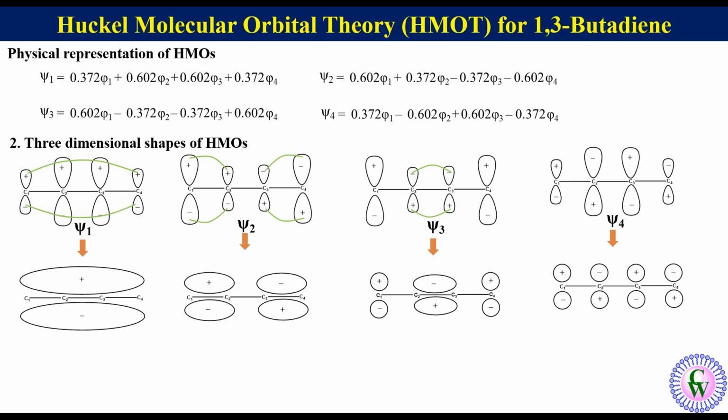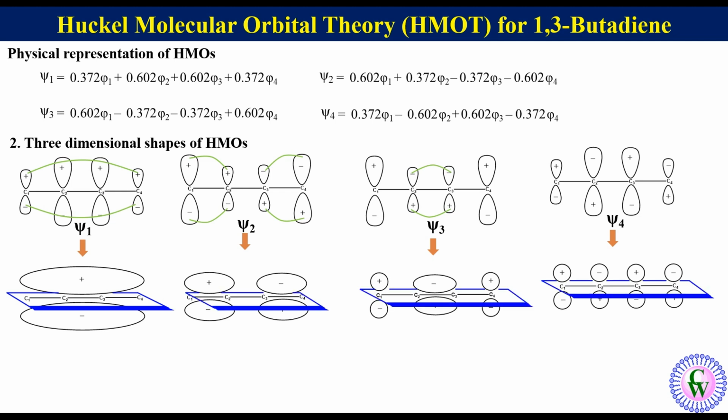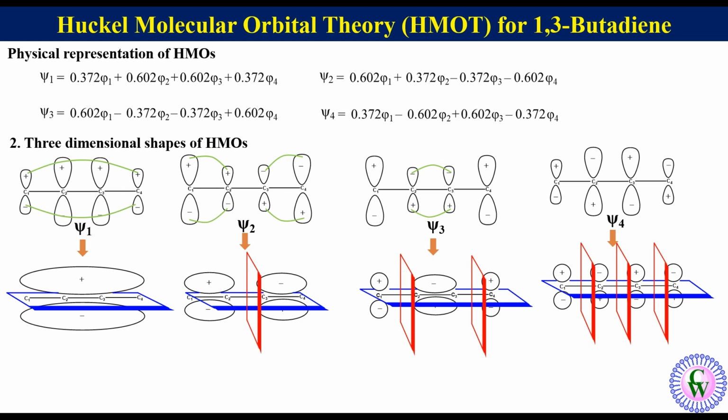If we talk about nodal planes, psi 1 has only one nodal plane which contains the axis having C1, C2, C3 and C4 carbon atoms. This is common to all. Psi 2 has one additional nodal plane perpendicular to the axis containing C1, C2, C3 and C4. Psi 3 has 2 additional nodal planes while psi 4 has 3.